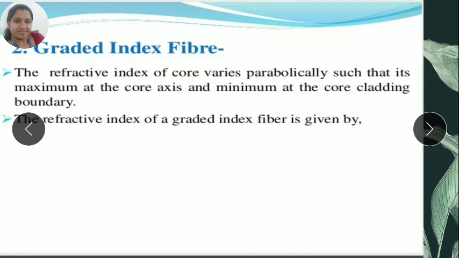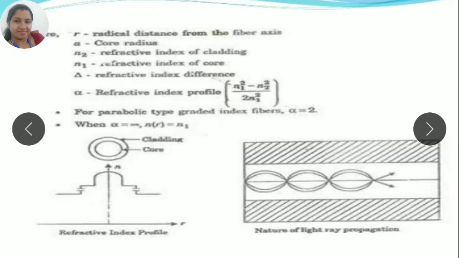Graded index fiber: the refractive index of the core varies parabolically, such that it is maximum at the core axis and minimum at the core-cladding boundary or core-cladding interface, which we can observe through the diagram. This is a graded index fiber, this is the core and this is the cladding. This axis represents the axis of the core. Light is propagated through this region.